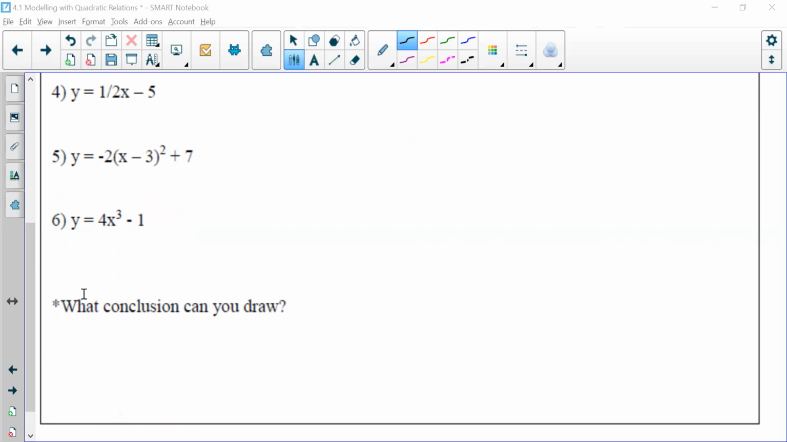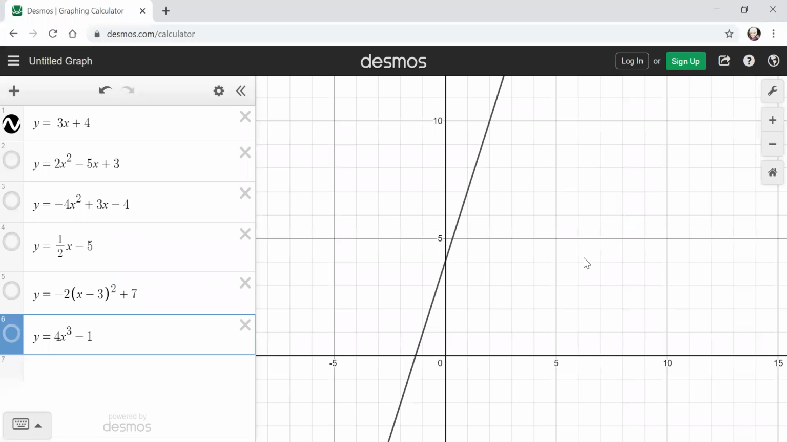No. Okay. I'm going to just show you these graphs, and then we're going to try to make some conclusions here, okay? So you told me the first one was y equals 3x plus 4. Is this linear, quadratic, or neither?